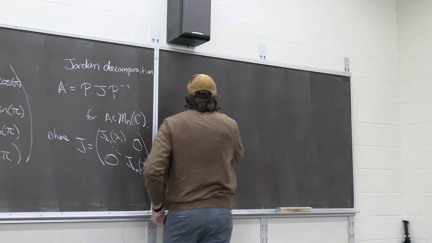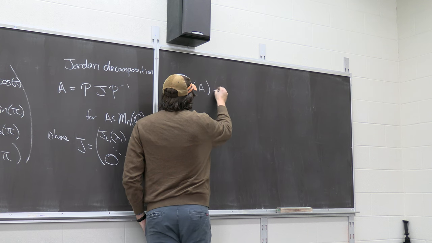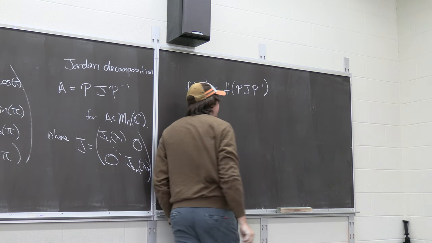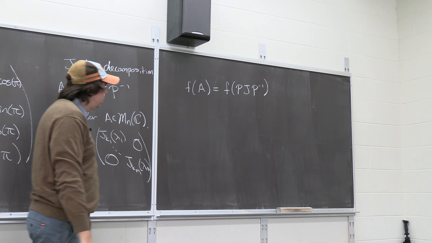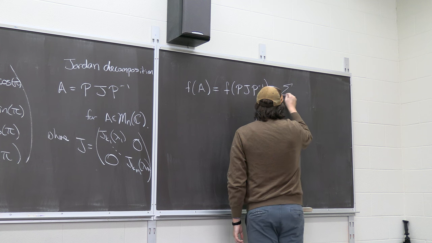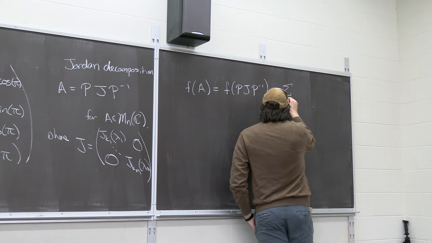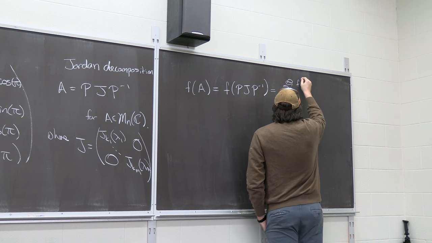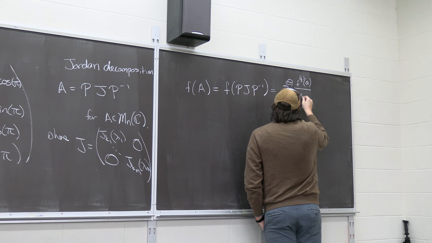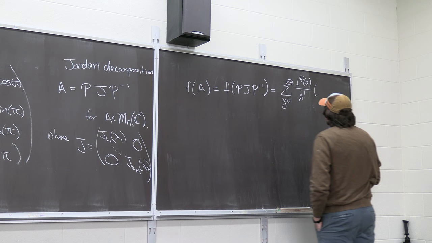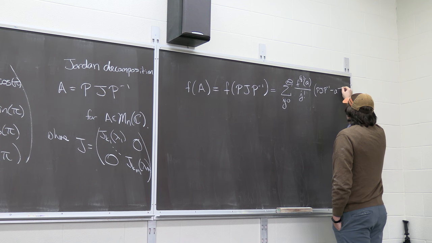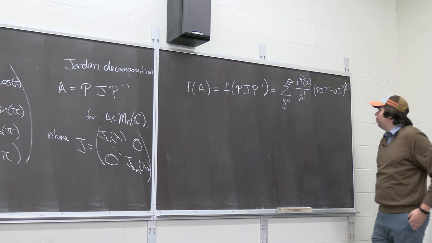So I'm trying to figure out what is f of A, but we're going to say f of A is just f of P J P inverse, using our Jordan decomposition. And then this will just come out to be the sum from j equals 0 to infinity of the jth derivative of f at some point a, all over j factorial, times (P J P inverse minus a times the identity) to the jth power.